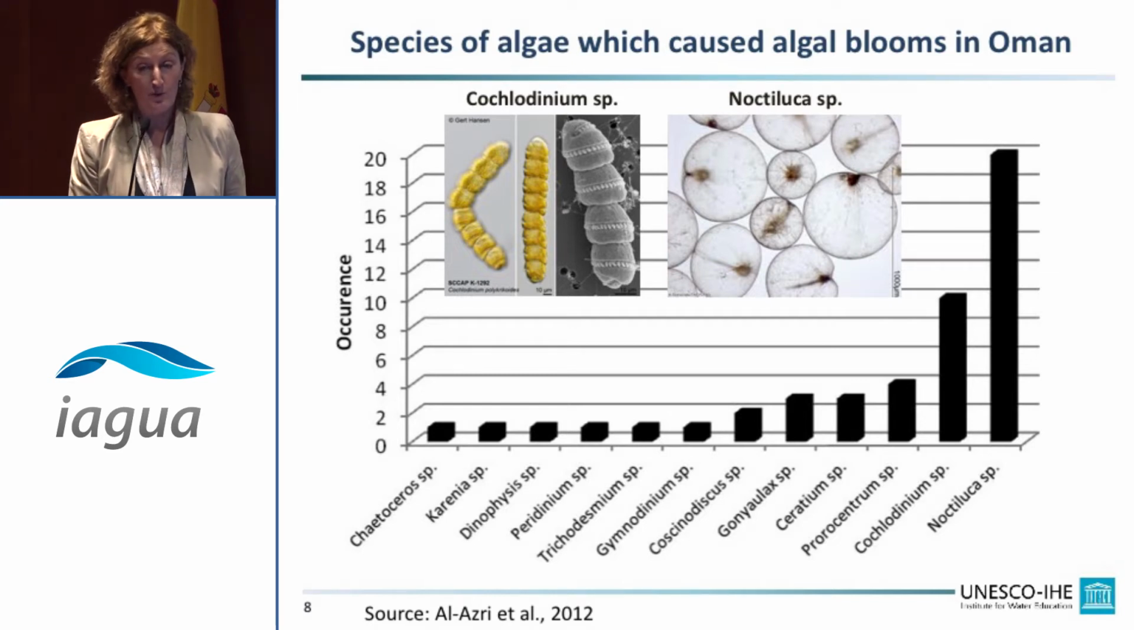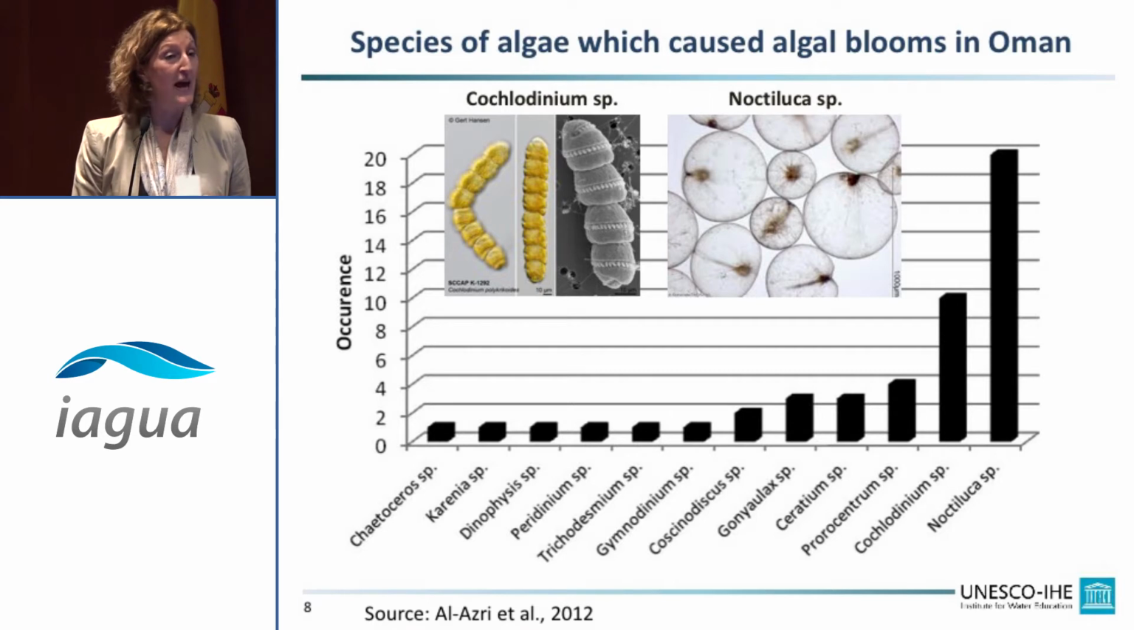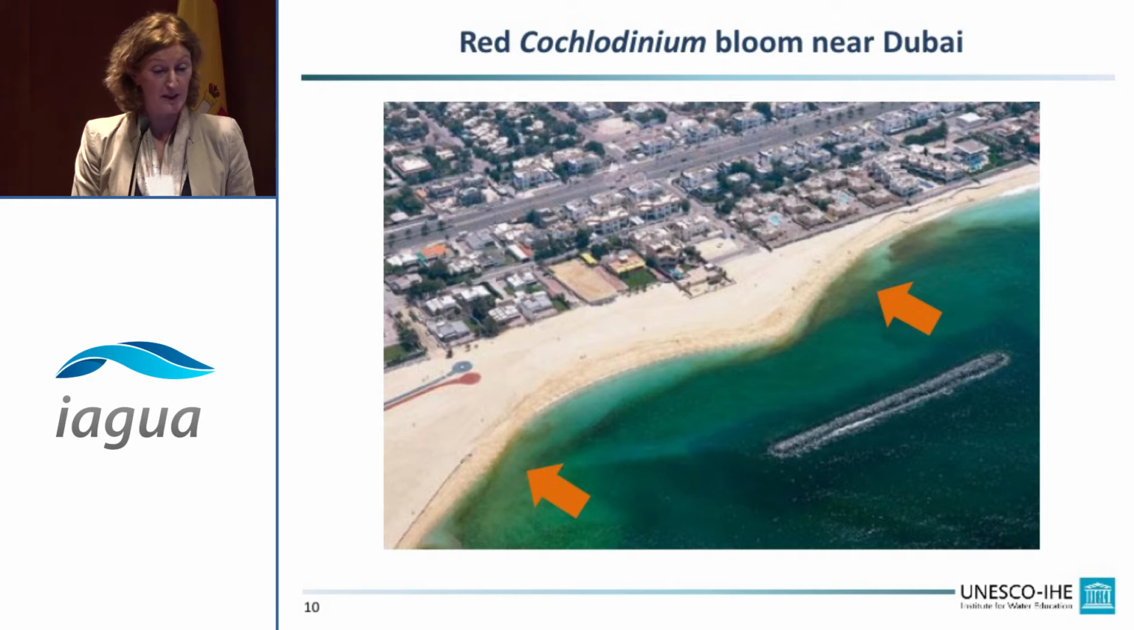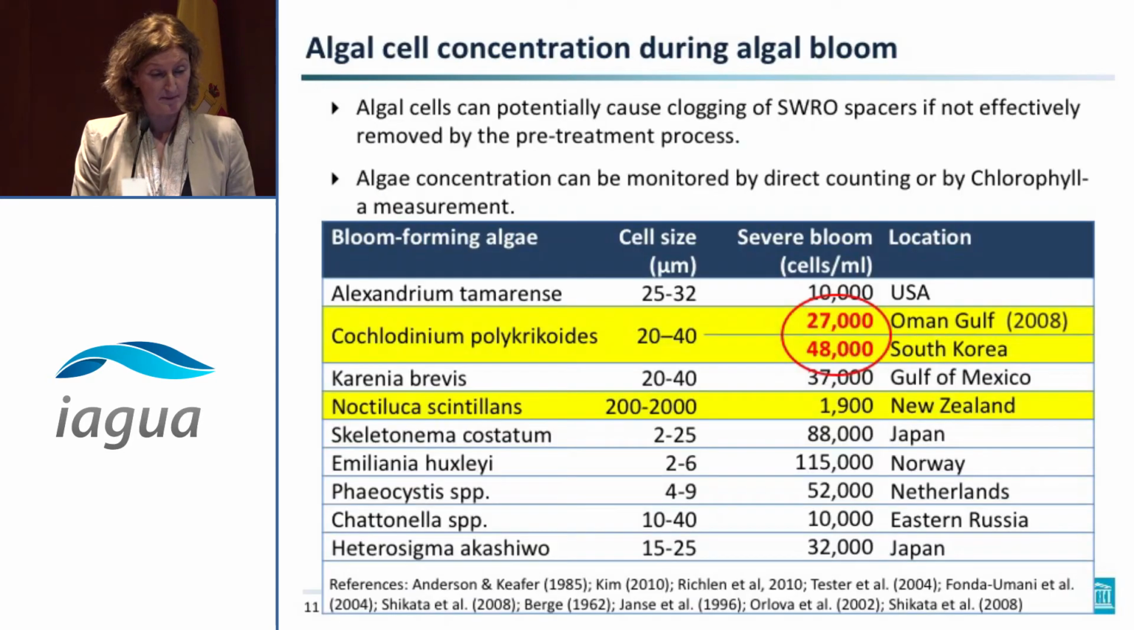I have tried to grow both of these species in our laboratory, and the Noctiluca is so difficult to grow. But still, it blooms every year in the Gulf of Oman. So there's some peculiar combination of nutrients, light, and temperature which promote the growth of this algae. Now, these are just some pictures from the Gulf of Oman. This is a cochleodinium bloom near Dubai.